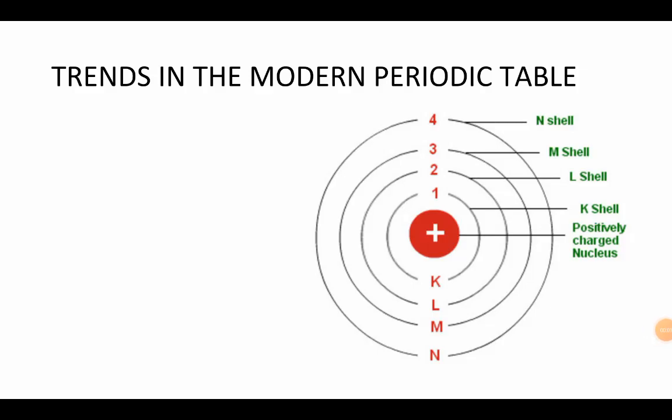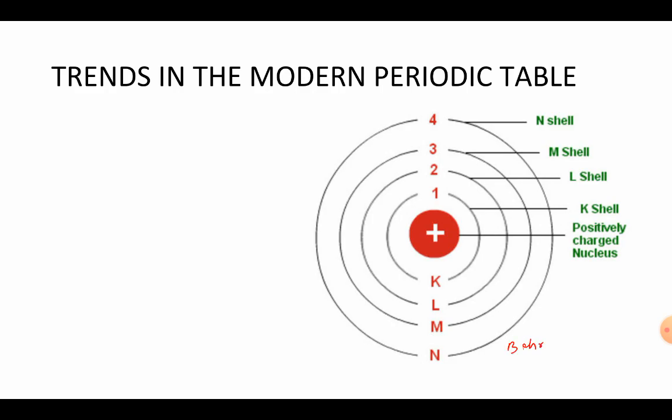Hello everyone. So as we are discussing chapter 5 of class 10, periodic classification of elements, in the last tutorial we started with the last topic of the chapter, that is the trends in the modern periodic table. Trends means how the various properties are going to differ along a period as well as down a group. So, right in front of you, you can see the Bohr model of an atom.